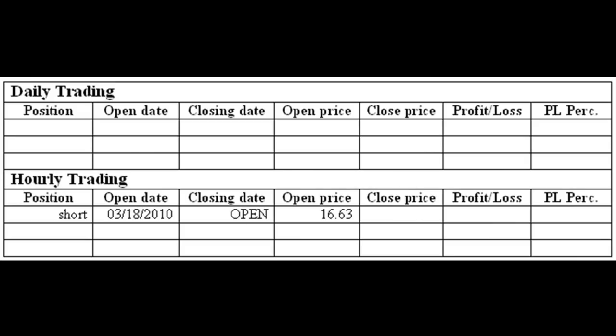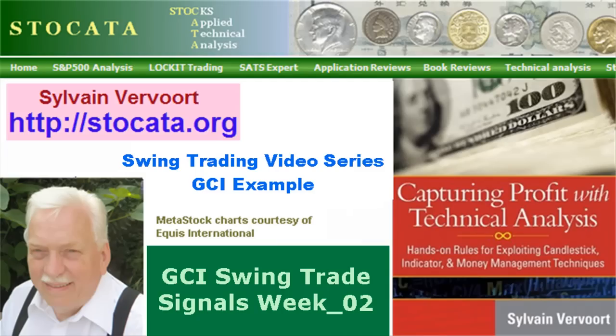We will track the trades here. For now, there is an open short position based on the hourly price chart. If closing this position on the last trading day, there would be a paper profit of about 4%. This is the end of last week's overview Swing Trading the stock GCI.